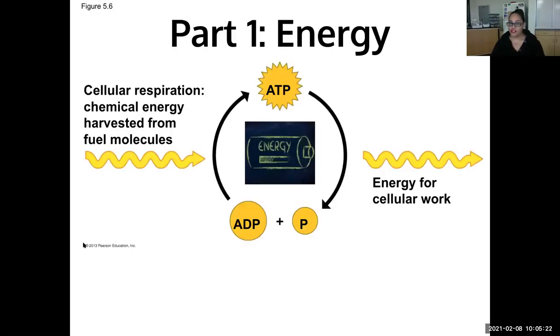So part 1 is about energy. Cellular respiration, chemical energy harvested from fuel molecules, get broken down and then built back up again. And throughout this process is how our cells generate energy for work. And work is mostly growth, our cells growing or dividing, replicating. Our cells need energy to go through mitosis.